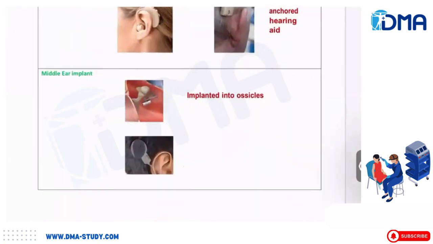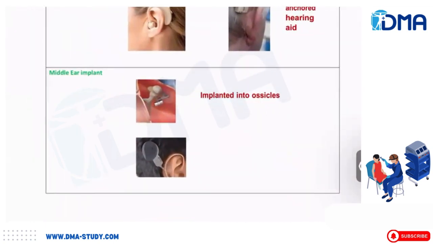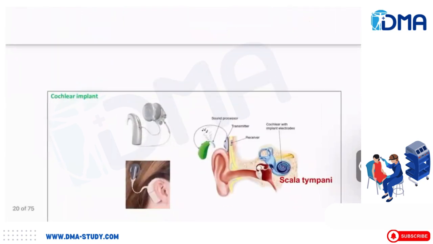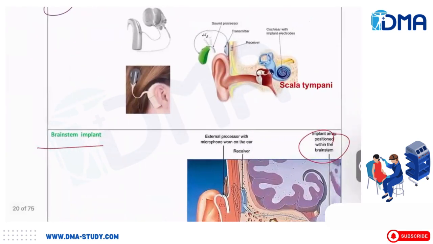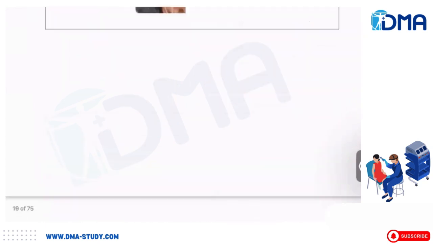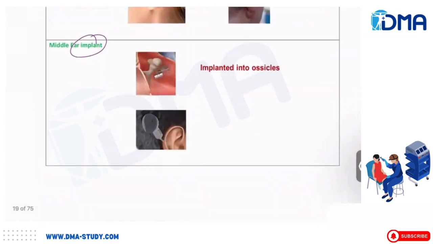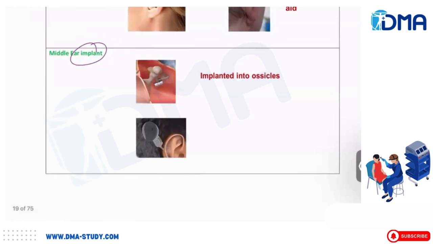Whereas there are implants: middle ear implant, cochlear implant, brainstem implant. Three types of implants are there. If we are implanting the material for the ossicles, into the ossicular chain, it is called a middle ear implant.